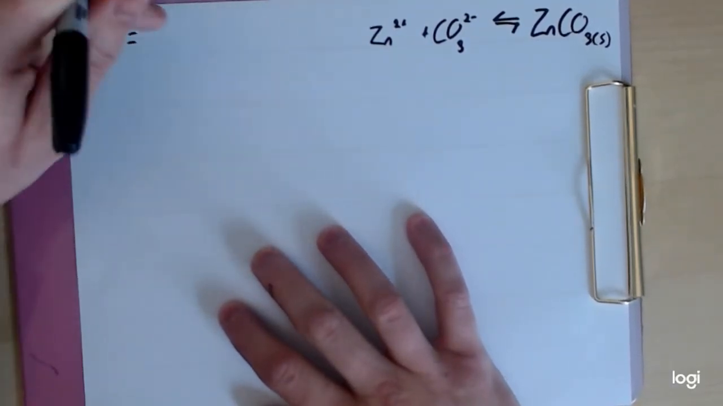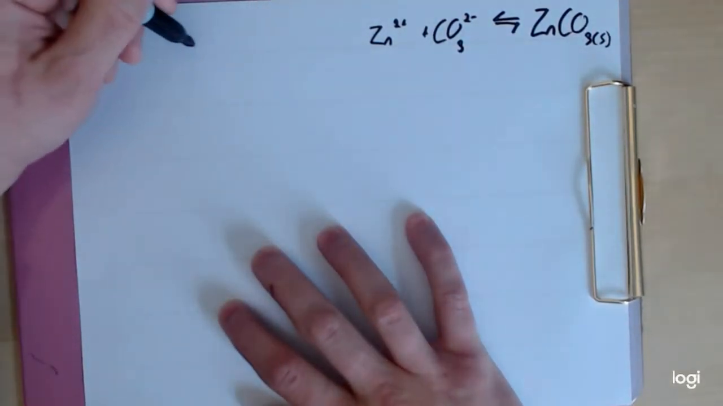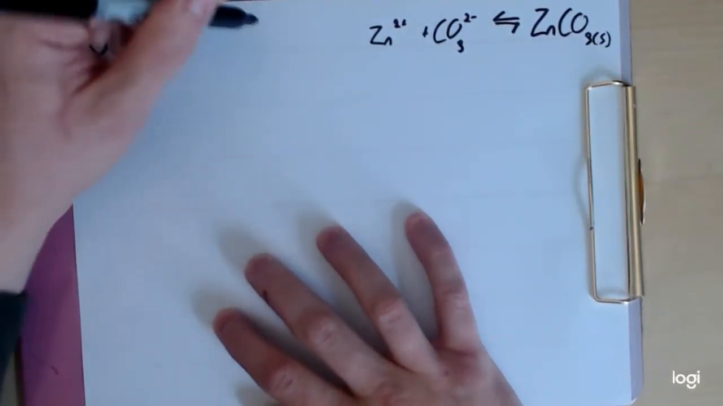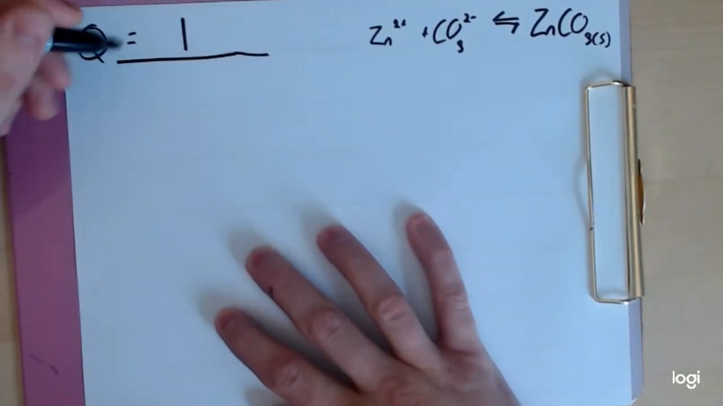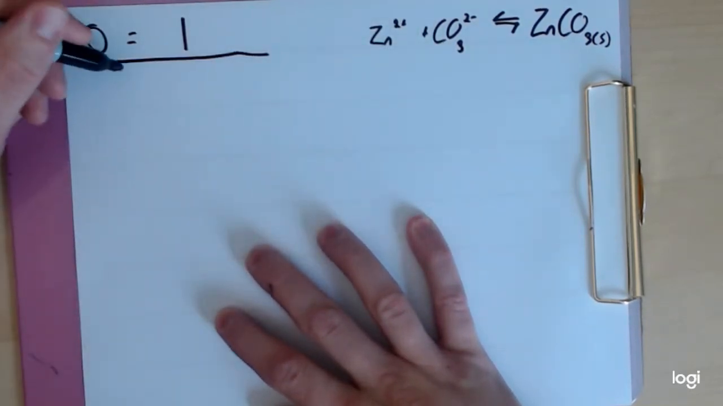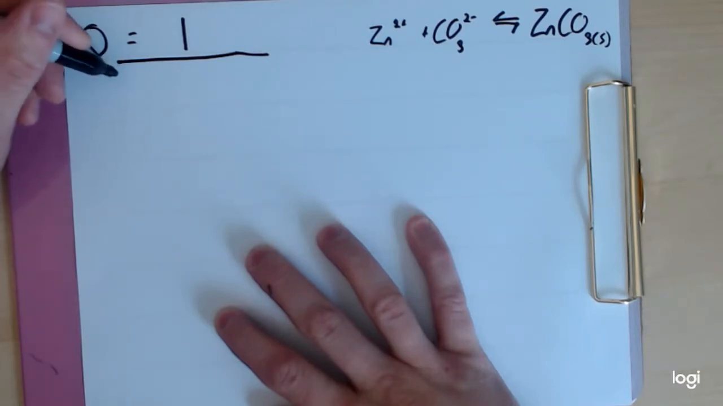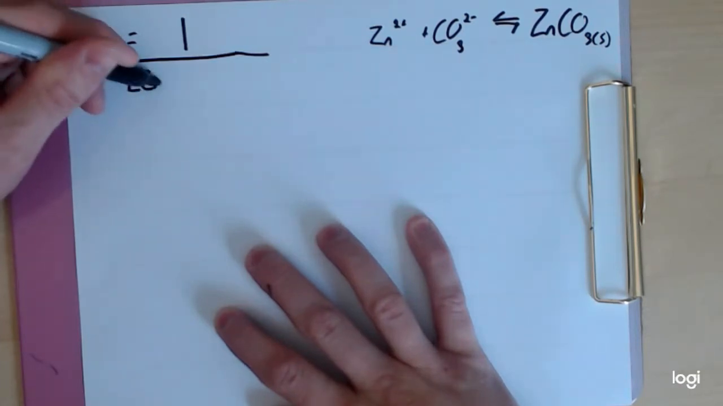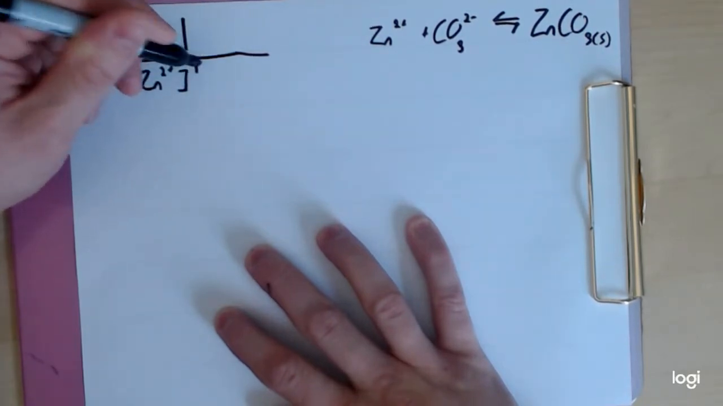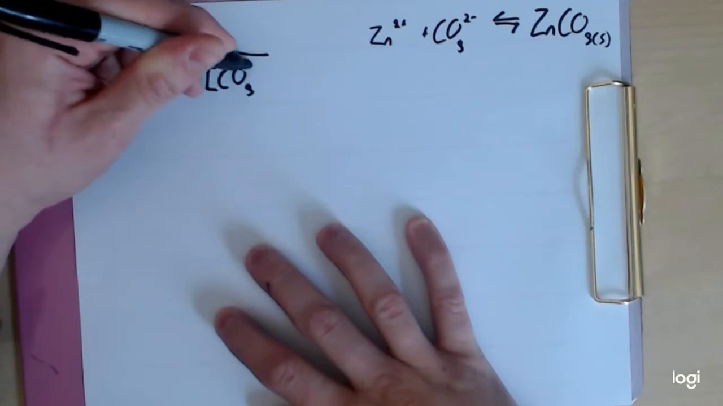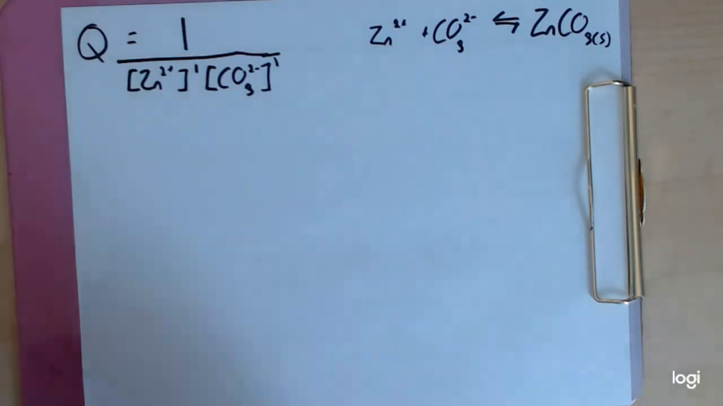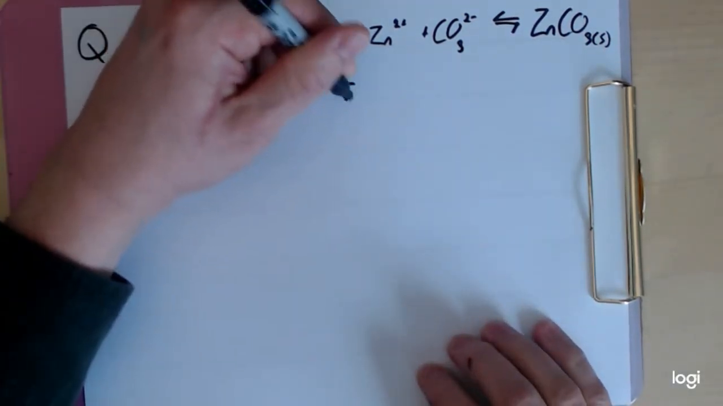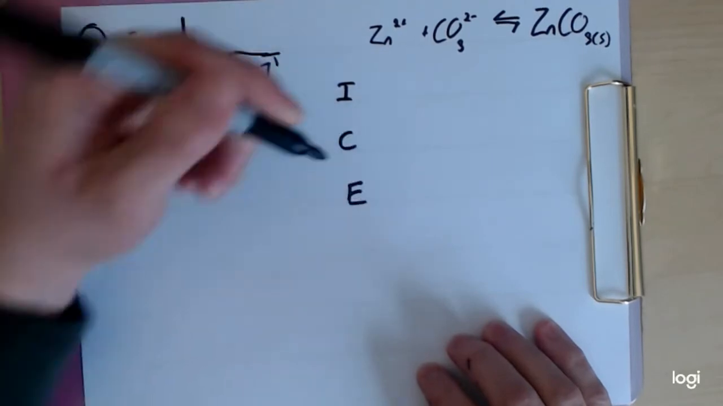And the quotient is the activity of the products. Zinc carbonate is a solid, so I won't even bother writing it out this time. We just note that that is 1, and that's the only product in this reaction, over the activities of the reactants raised to their stoichiometric coefficients. So that's Zn2+ raised to 1 multiplied by carbonate 2 minus raised to the 1. Okay, so now let's fill out an ICE table for this, or a RICE table, whatever you want to call it.